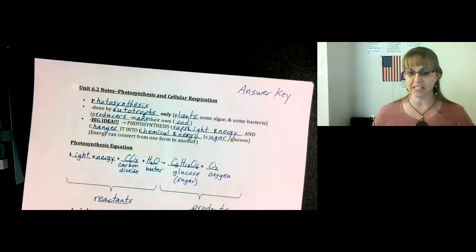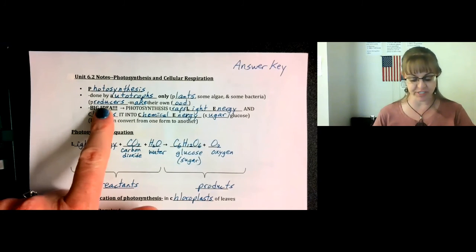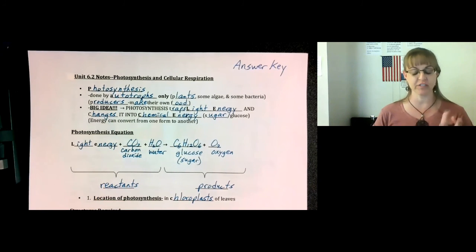So let's dive a little deeper into photosynthesis and cellular respiration. First, let's look at photosynthesis. This is done by autotrophs. Autotrophs automatically make their own food. They produce their own food. So autotrophs and producers are the same things.